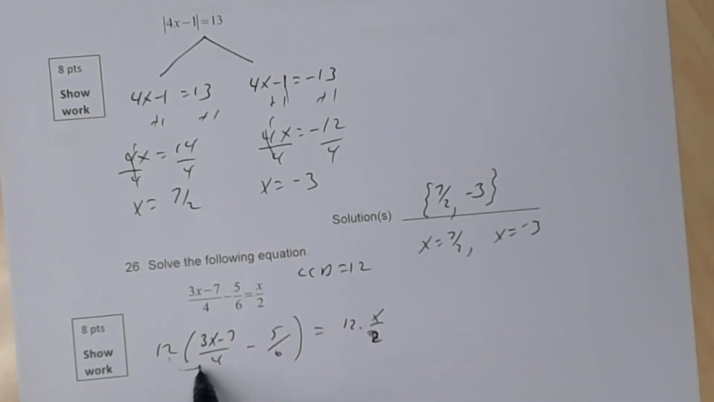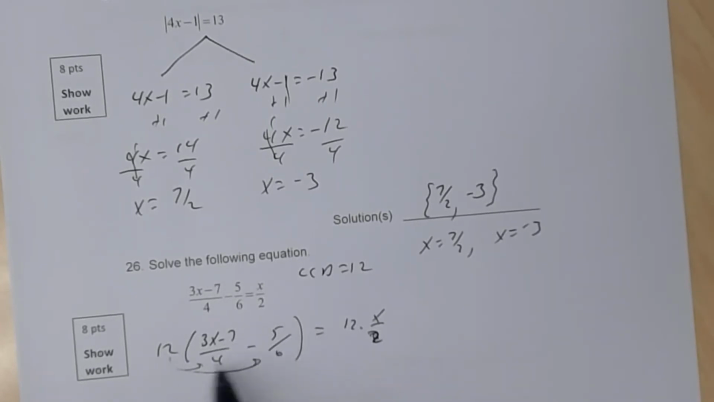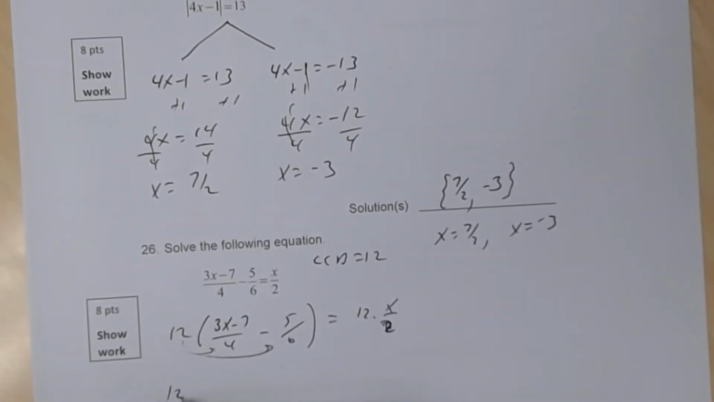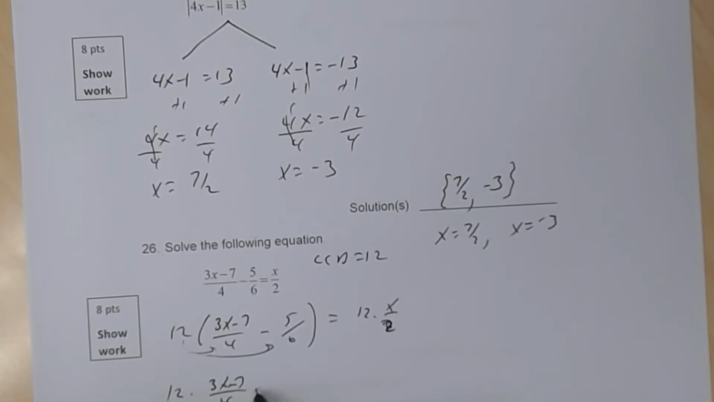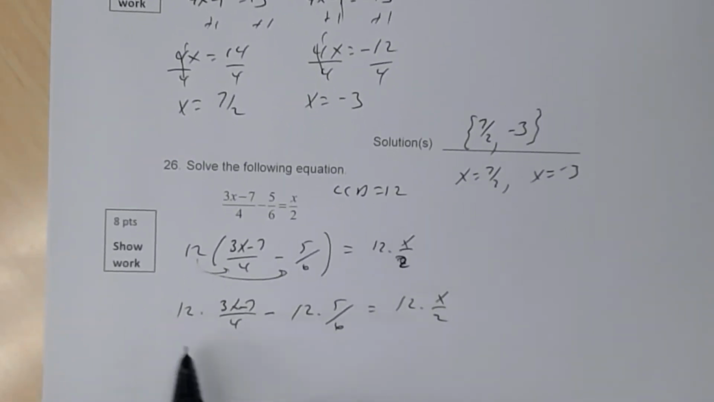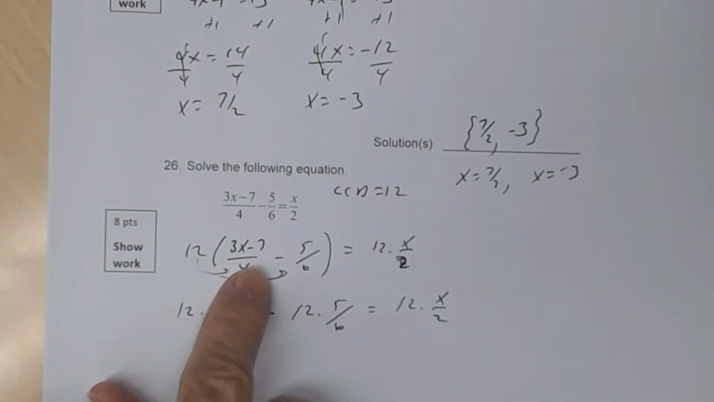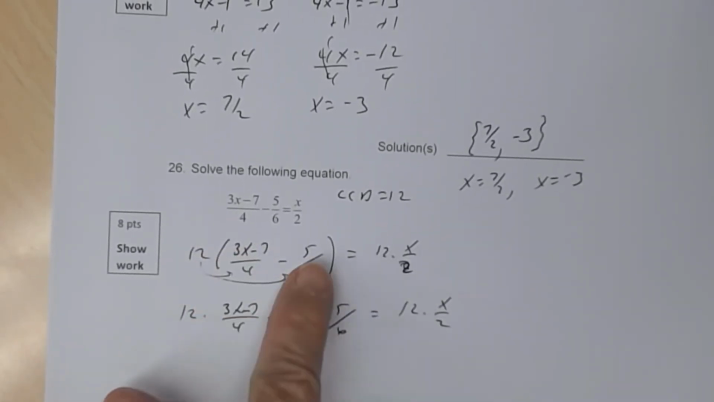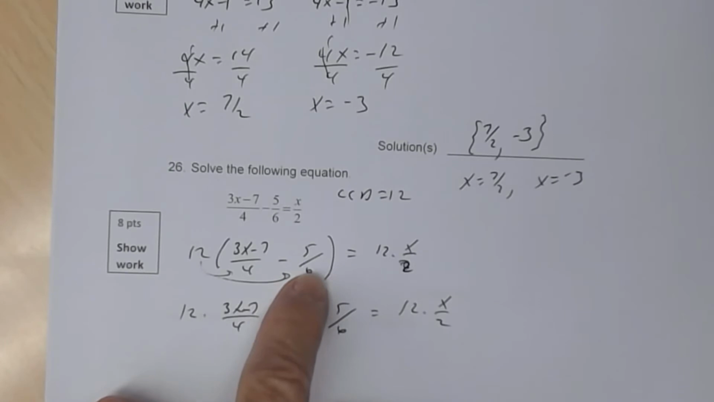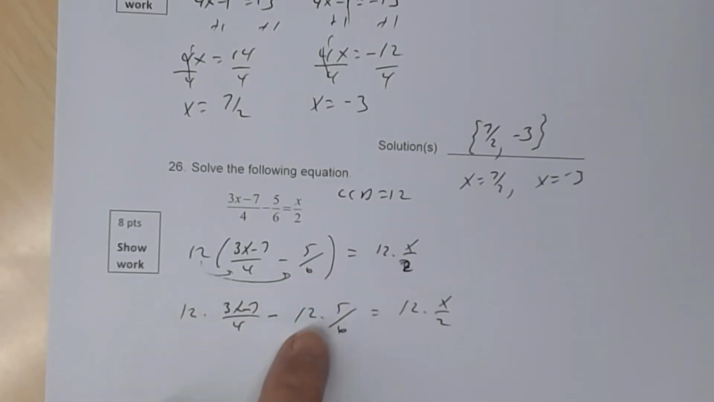Now here I'm going to distribute the 12 because both of these fractions have to be multiplied by 12. So you get 12 times 3x minus 7 divided by 4 minus 12 times 5 over 6 equals 12 times x over 2. All right, so that's what it had. So all I did was distribute the 12 here. You distribute first, don't reduce first. Don't make the mistake and say 4 into 12 is 3 and distribute the 3, because you notice that 5/6 is not being multiplied by 3. 5/6 is being multiplied by 12.